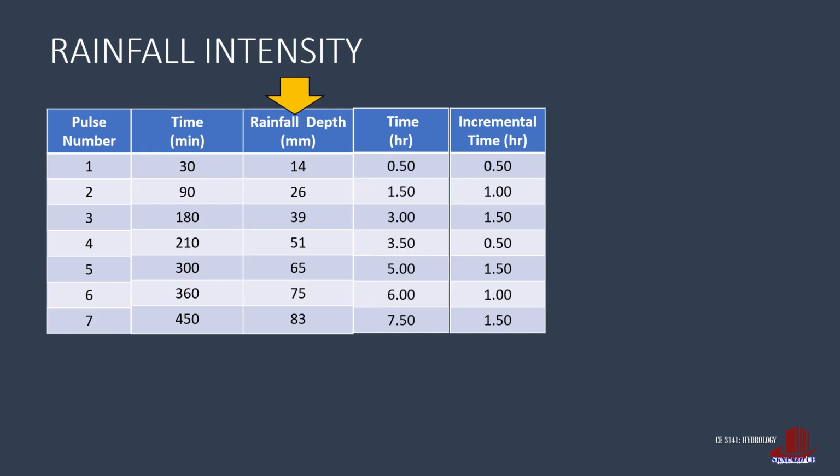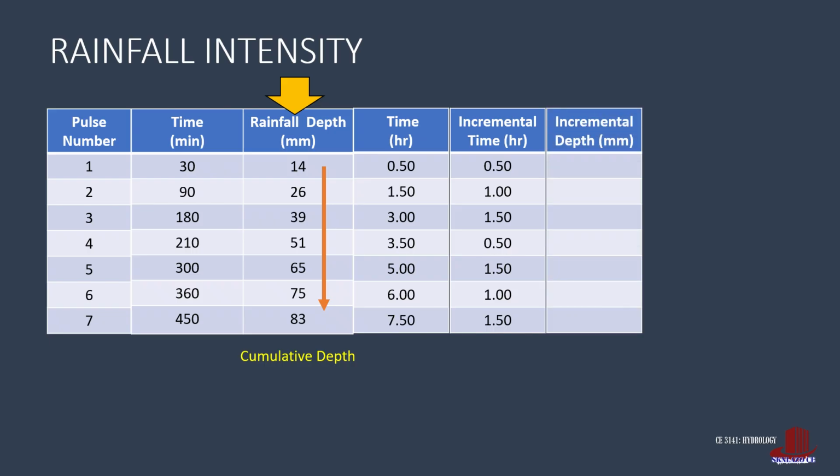Next is to check the column of rainfall depth. It starts from 14 all the way up to 83 in an increasing manner from each entry. This means that what we have is the cumulative depth, which again should be converted into incremental depth. The first entry is 14 minus 0, which gives 14.